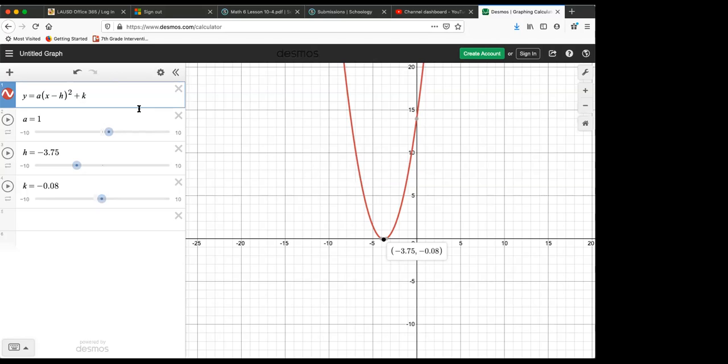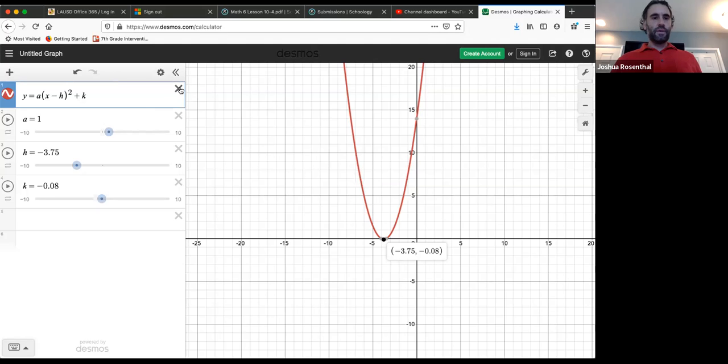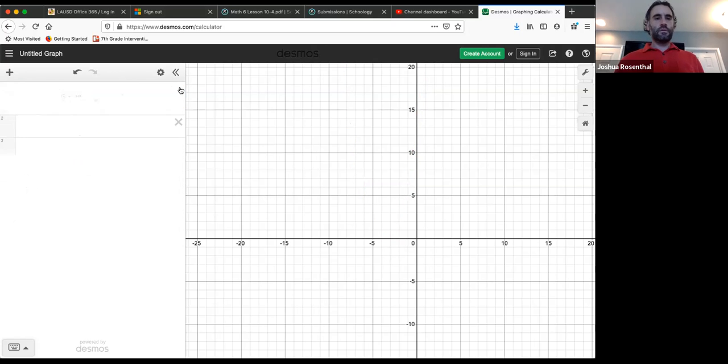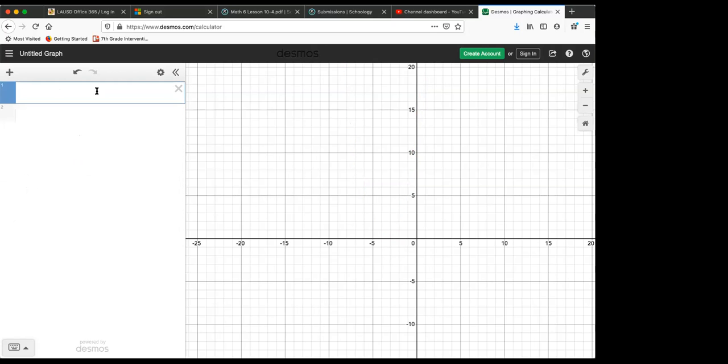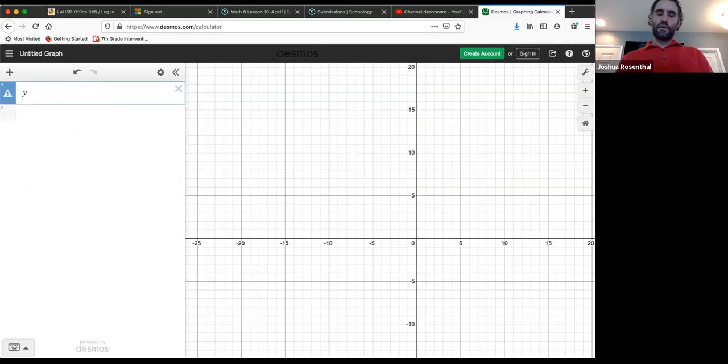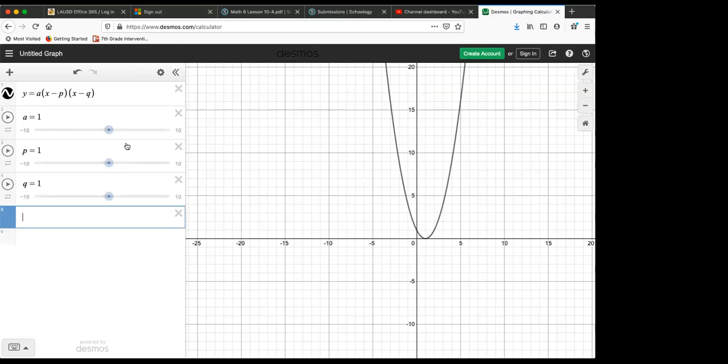You want to see a different form? Here's another one called intercept form. What's slope intercept form? Well, you'll see. Watch this. I want Y equals A times (X minus P) times (X minus Q). You can factor that. Well, it's already in factored form.